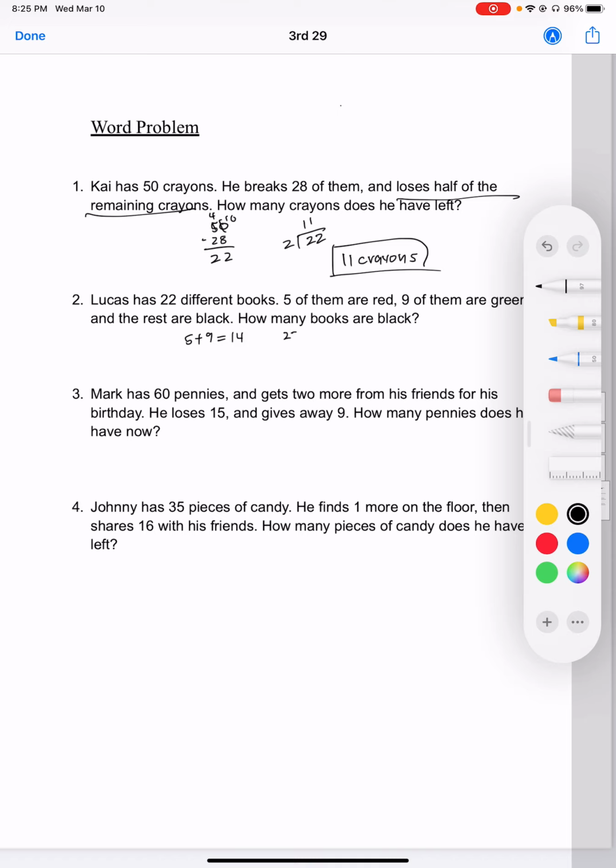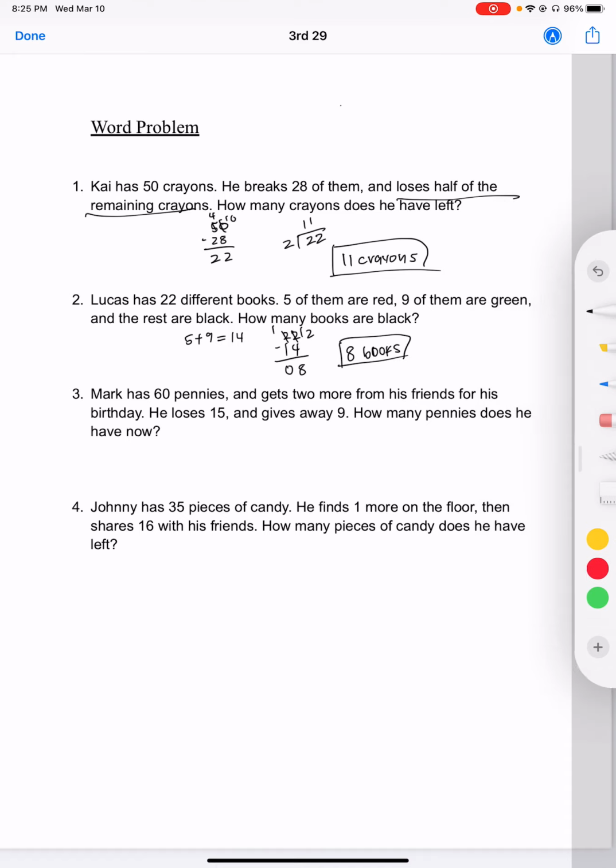So out of the 22, 14 are red and green, so 22 minus 14. The 2 turns into a 12 by bringing over a 10 from the 2. The 2 becomes a 1. 12 minus 4 is 8. 1 minus 1 is 0. So he has 8 black books. 8 books are black.